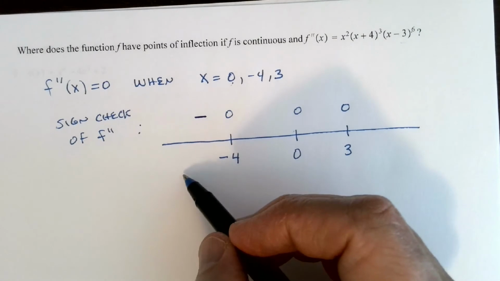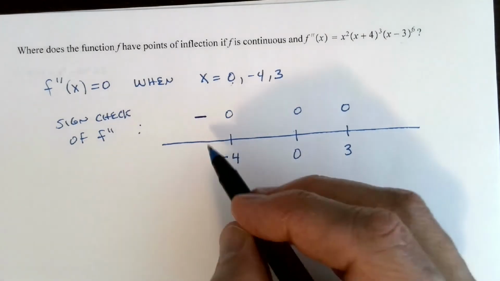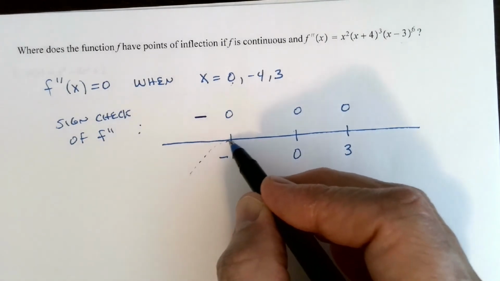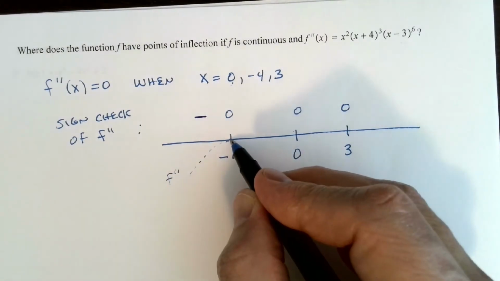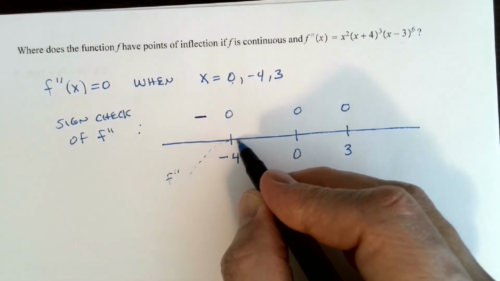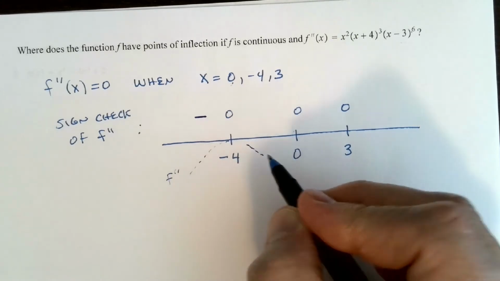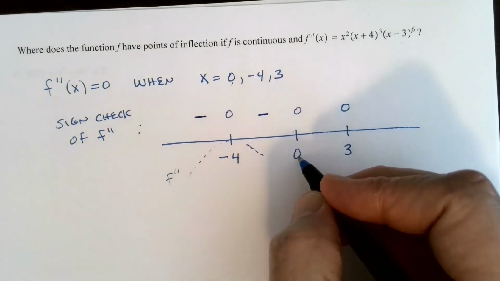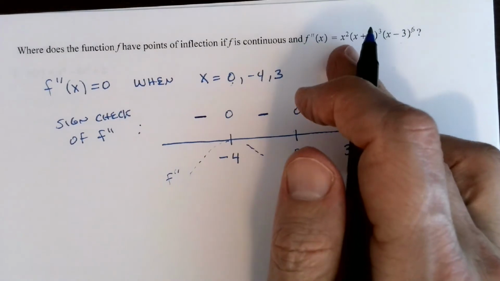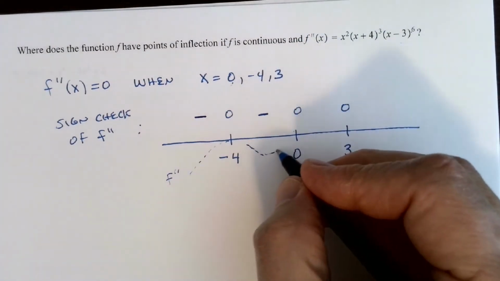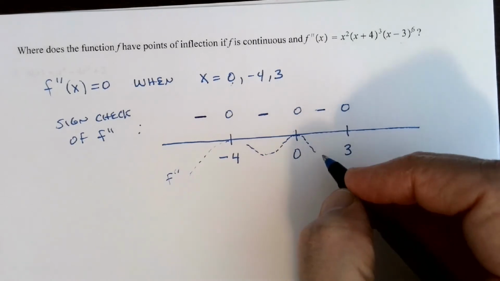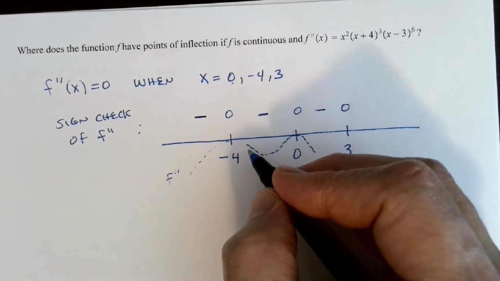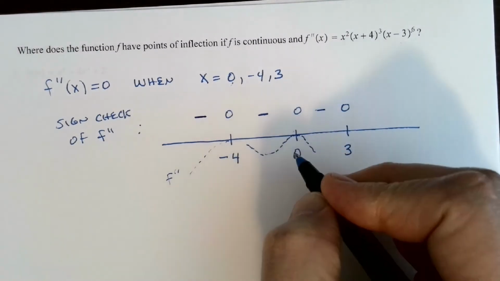And so what's going to happen at -4, the graph of the second derivative is going to look something like this. At -4 it is 0, but it bounces back around, and it's still negative here. And then at 0, even multiplicity means the same thing. It's going to touch and turn around again, so back to being negative. Whoops, I said that wrong.